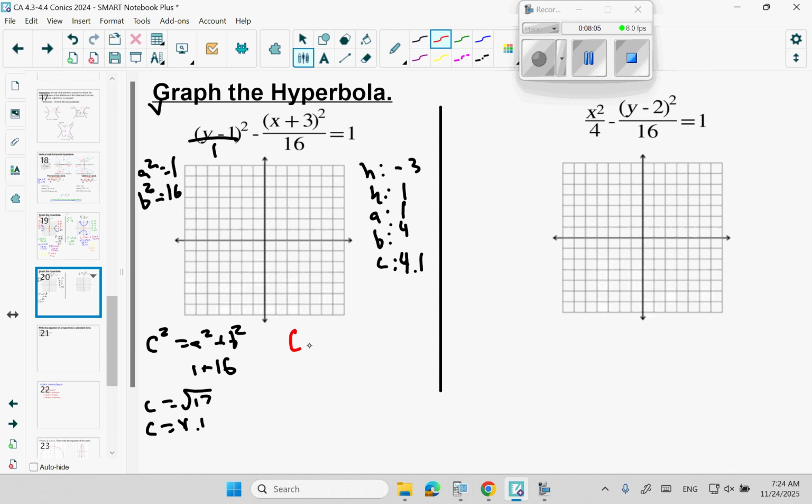Let's see. Center h comma k, so negative 3, 1. Vertices of a vertical is h comma k plus and minus a. So my h stays, so I'm going to use negative 3 for both of these. K is 1, a is 1, 1 plus 1 is 2, 1 minus 1 is 0.